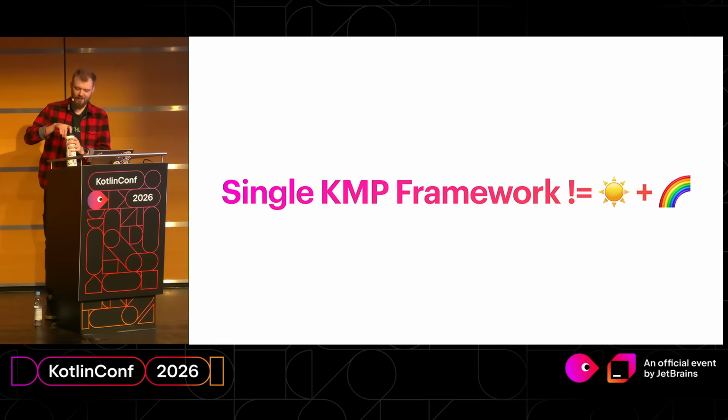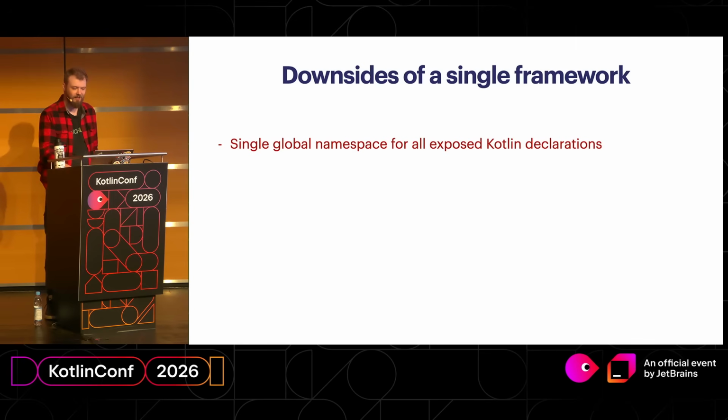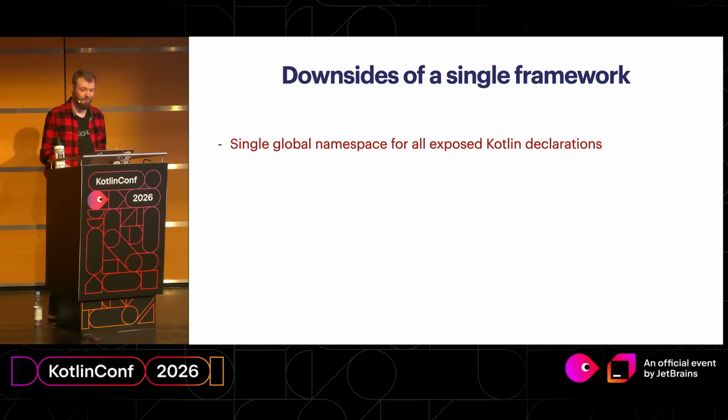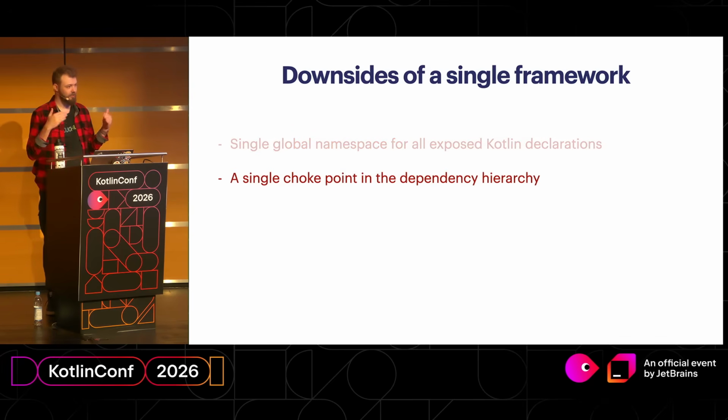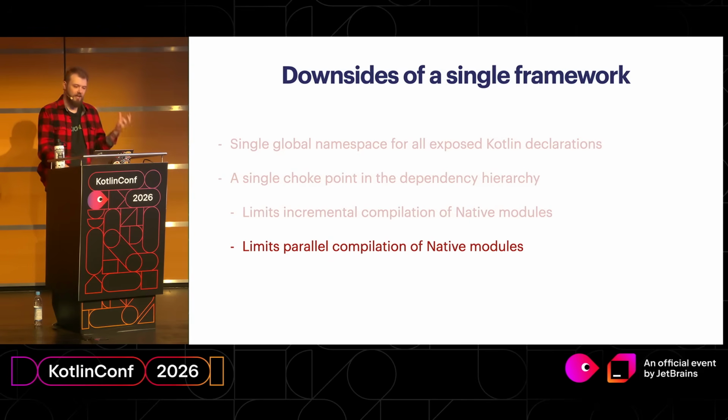However, a single KMP framework ain't all sunshine and rainbows either. You have all of your exposed classes in a single namespace, so when the Swift people import it on a bigger project, that's a lot of stuff. But it also creates this single choke point that we've already seen in the dependency graph, where everything needs to go through this single umbrella. Everything needs to build first before we can continue building the native code. That limits incremental compilation as well as parallel compilation.